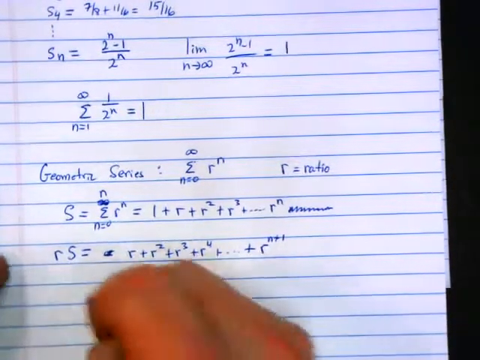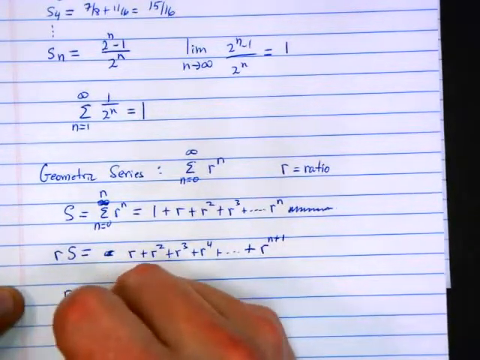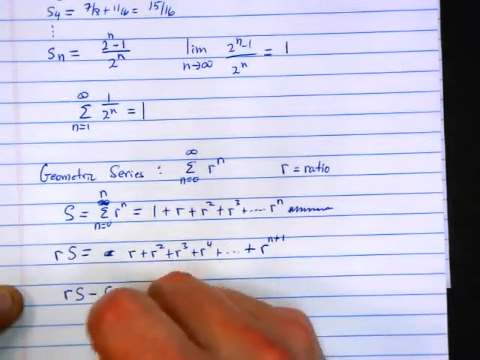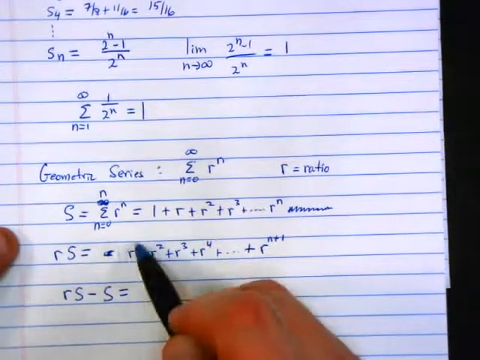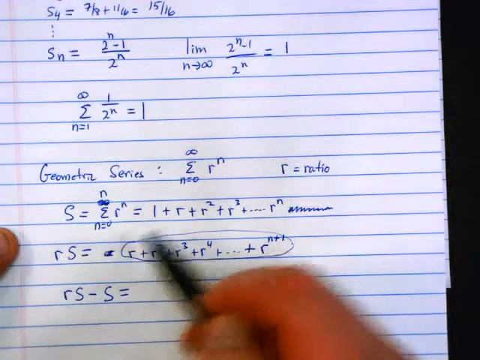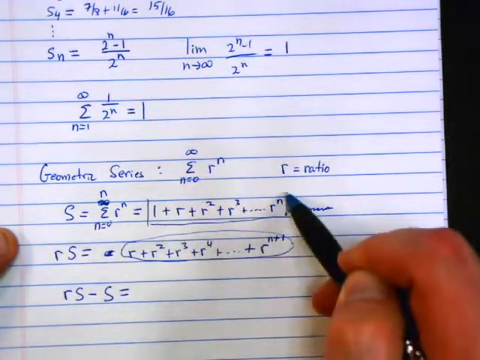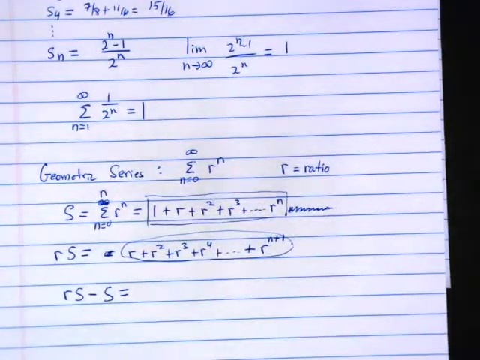What happens now if I subtract? I'm going to take RS and subtract S. So what happens when I take this thing and subtract that thing? 1 plus R to the n plus 1. Close. Negative 1. Minus R to the n plus 1.